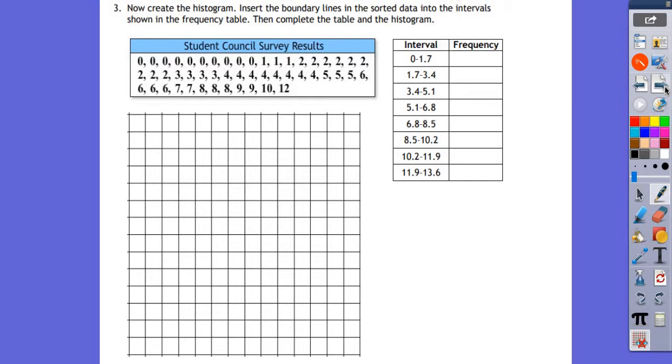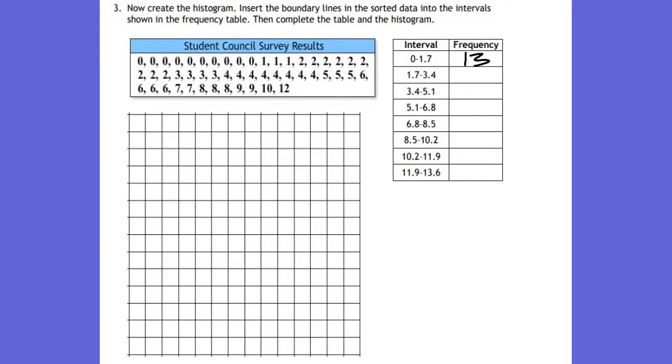Well, I don't see any decimals listed in my survey. But I need to know, does 0 fall between 0 and 1.7? Yes. So I need to count all my zeros. There's 10 zeros. Does 1 fall between 0 and 1.7? Yes. How many? There's 3 ones. Does 2 fall between that? No. So how many total fall between this? 13. Okay, the next interval is 1.7 to 3.4.